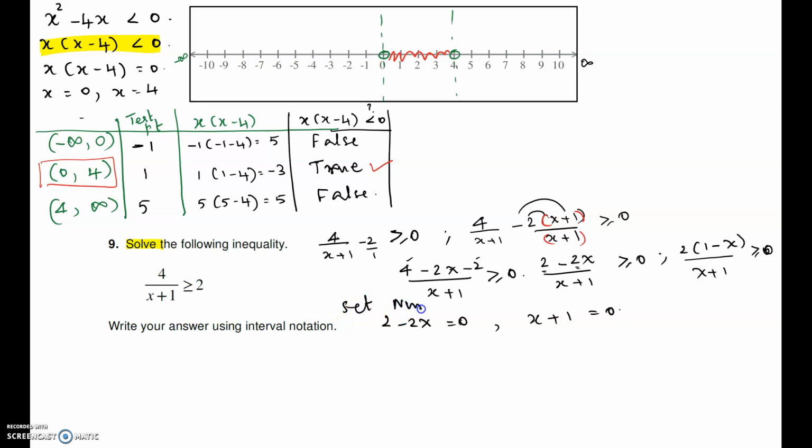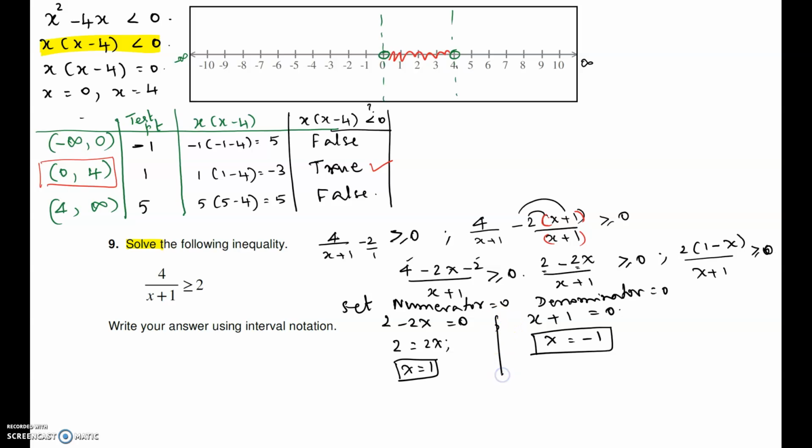Set the numerator to 0 and also the denominator to 0. So this way you'll get 2 equal to 2x, or x equal to 1 if you divide both sides by 2, or x equal to -1 from here. So we have 2 points now, -1 and 1 on the number line.